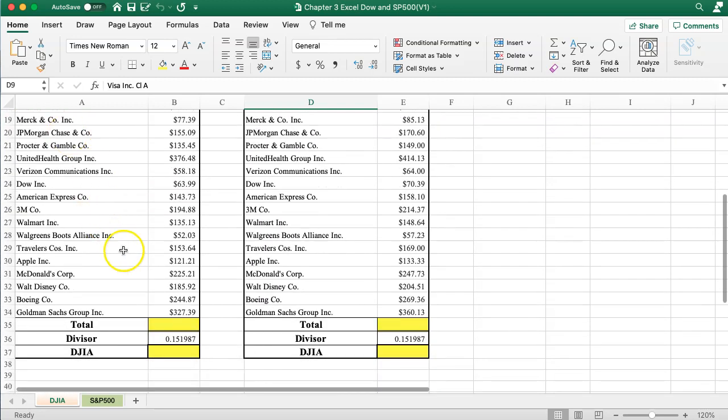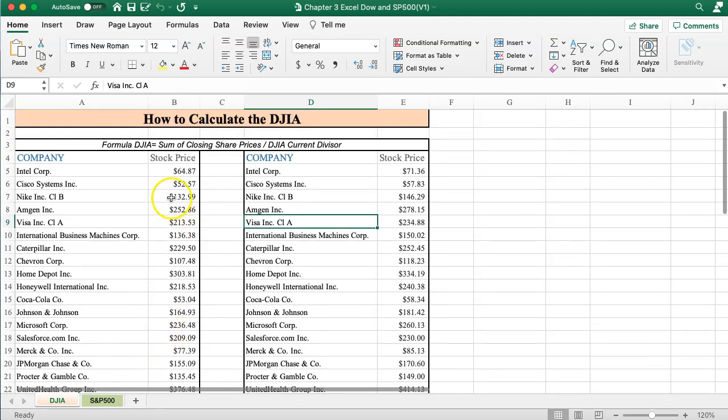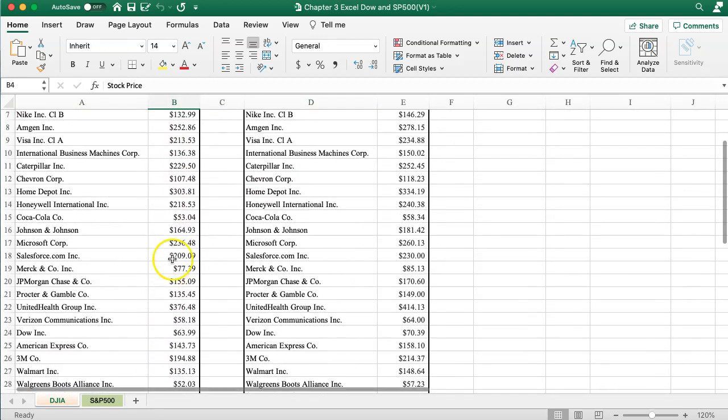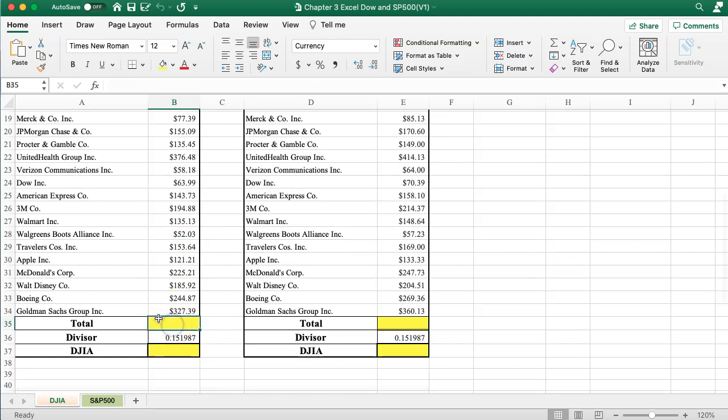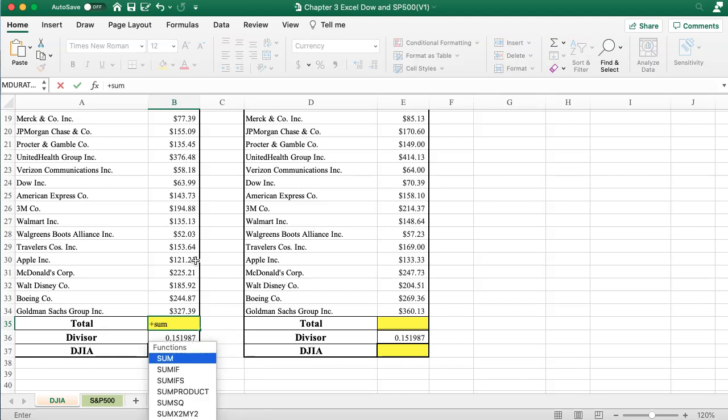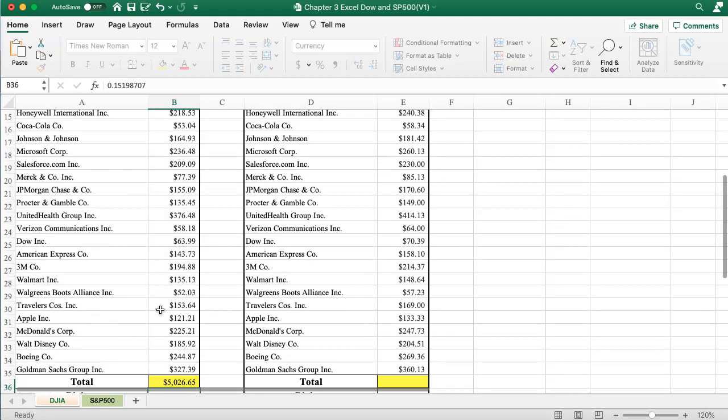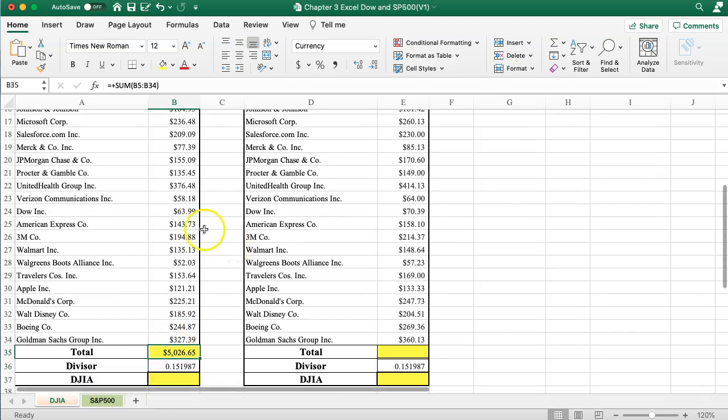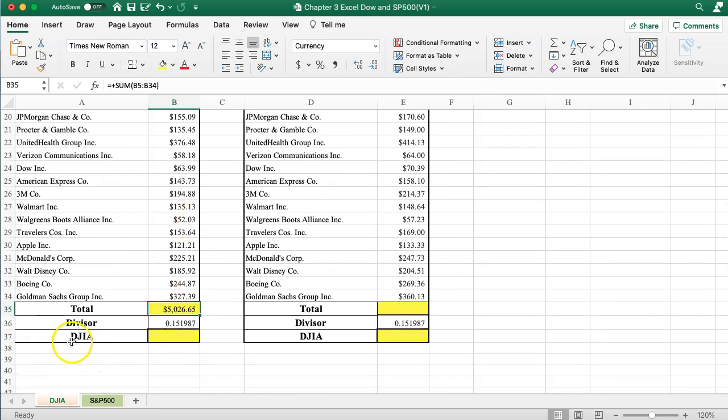To calculate this quite easily, they first take a sum of all the share prices at the close of the day, or at actually any point of the day. I'm going to use the sum function, highlight the column, and add the column up. Then to get the Dow Jones Industrial Average, I just take the sum and divide by the divisor.